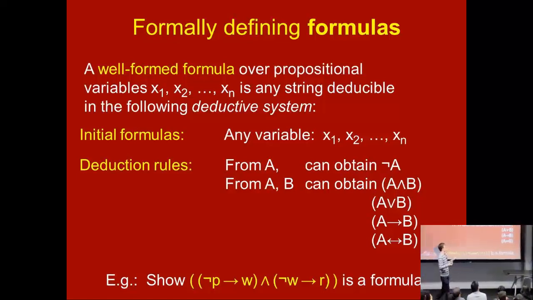Okay, so I might ask you, on a quiz or something, to show that this is a formula, the one that we saw, and it's because, well, you start, P is a variable, so it's a formula. Then you can deduce not P using this rule. W is a formula because it's a variable. You can deduce not P implies W by using this rule, etc.